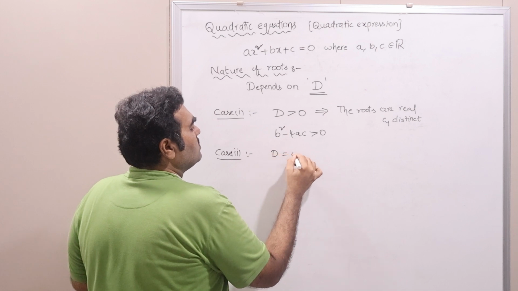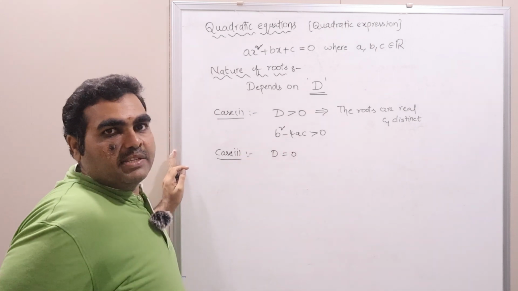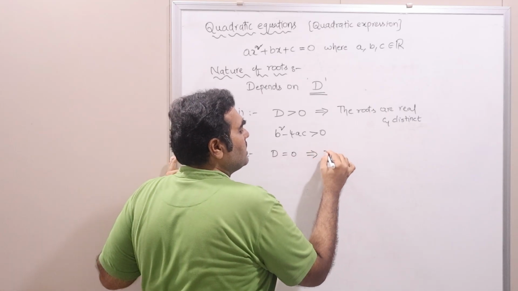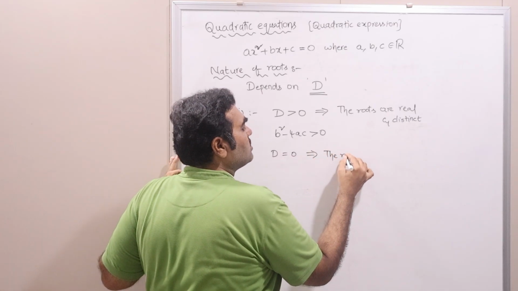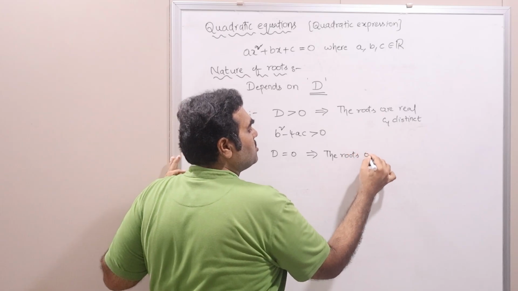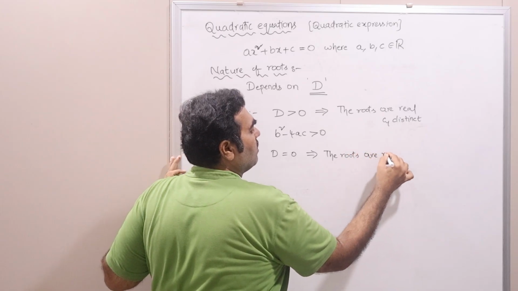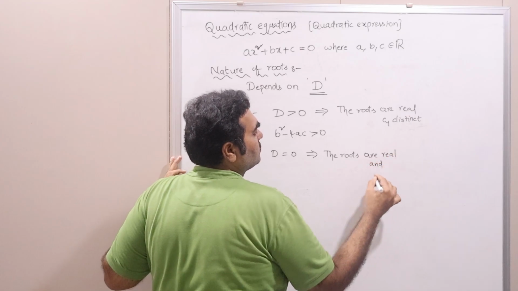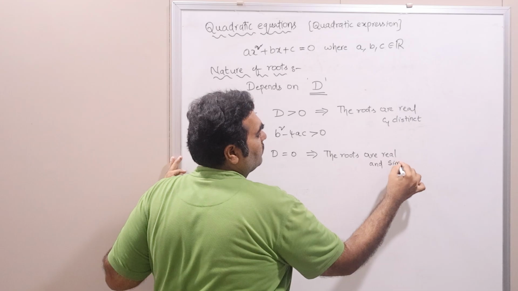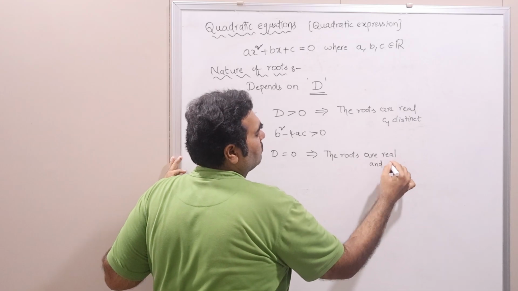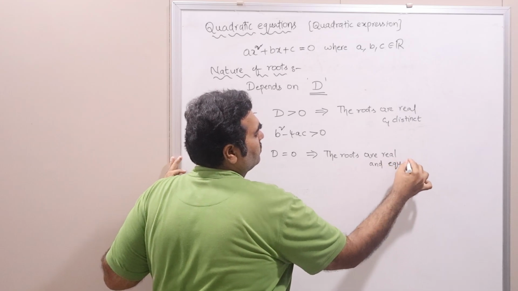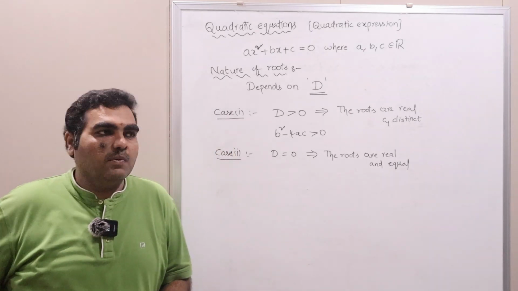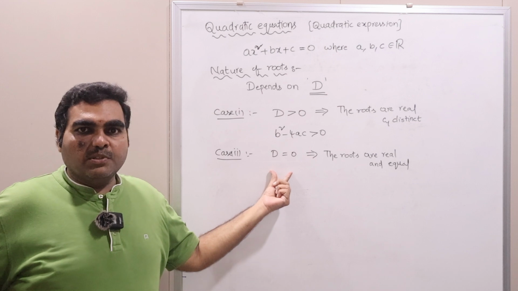D is equal to 0. So if D is equal to 0, it implies that the roots are still real. The roots are real and similar, or you can say equal. The roots are real and similar, or the roots are real and equal if D is equal to 0.